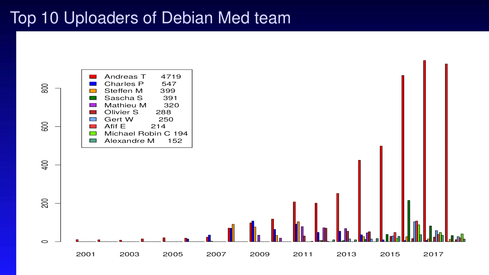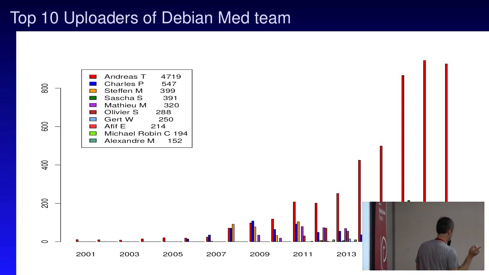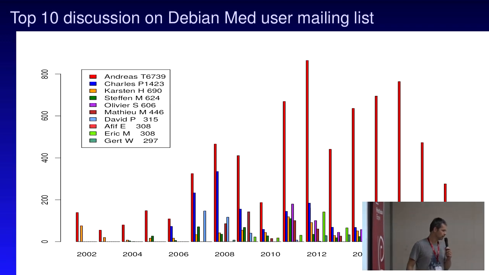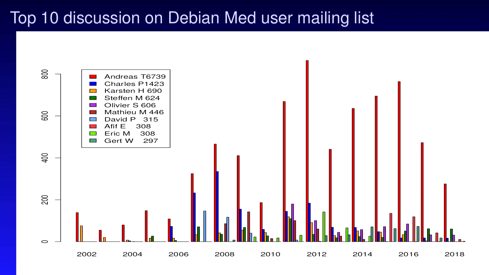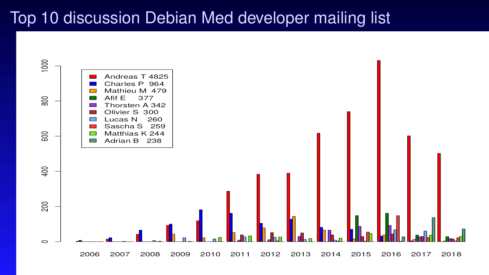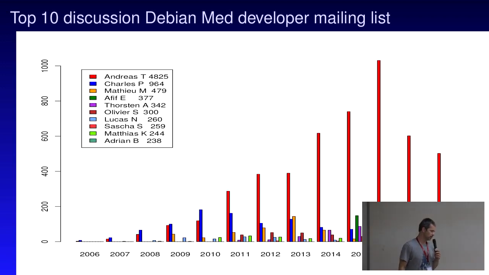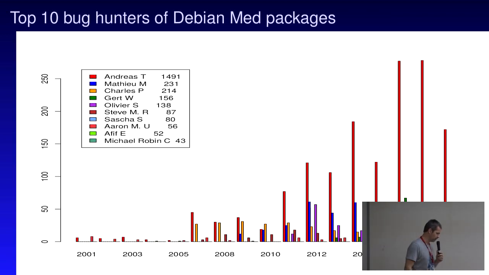And I think what you can see here is that since 2011, it became somehow more. Watch this year 2011, also in other years. This is graphing the discussion on the Debian Med mailing list, which is also a user mailing list, so there are users who are asking for software. And here also you see in 2011, something happened, right? And this is the Debian Med developer mailing list. It's not so clear this year, 2011, but here you see also something. These are the people who are hunting bugs. You see also 10 people who are quite active.